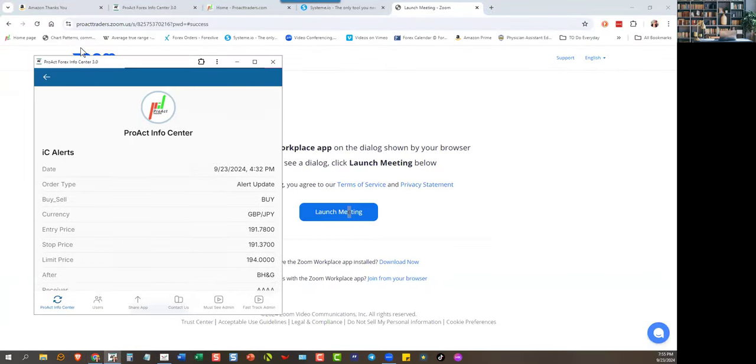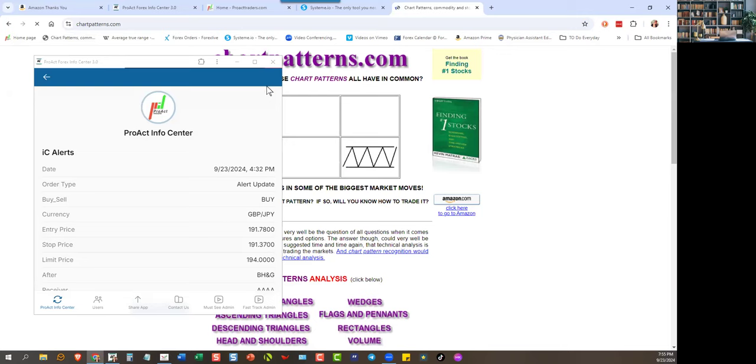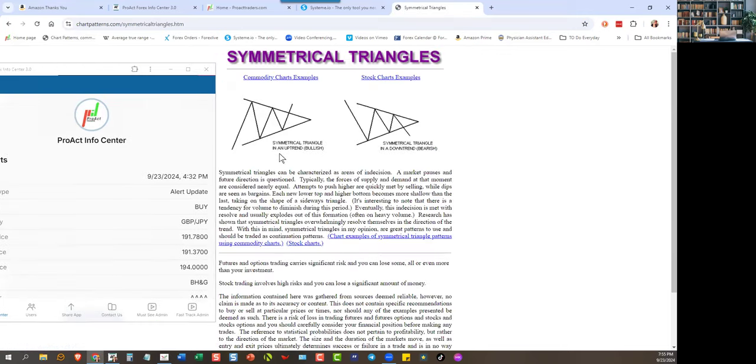All right. So I'm going to go over here to chartpatterns.com and I'm going to work with a symmetrical triangle right here. All right. There's a symmetrical triangle. So the statistical probability is if I came in going up, I'm going out going up. If I come in going down, I'm going out going down. All right, you see that?